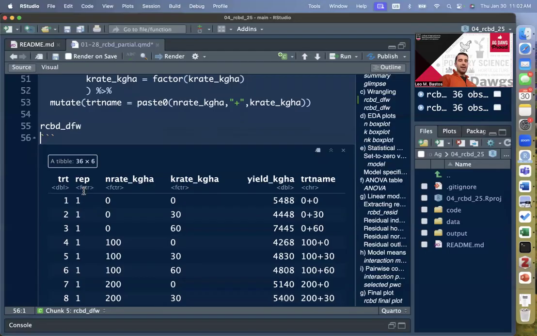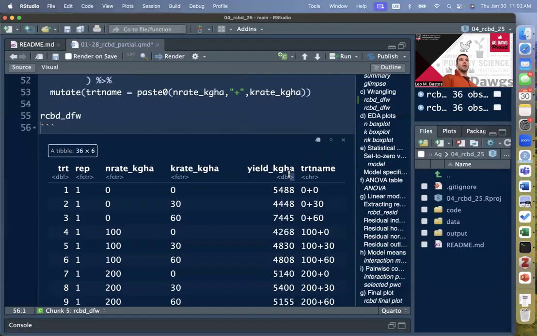Now look at how my rep is FCTR, which stands for factor. My nitrogen rate is a factor. My potassium rate is a factor. My yield is still numerical. It has to be numerical in this case, right? We don't want a factor of yield. We don't want that to be categorical. And then we have this new column for treatment name, where I'm taking the value under the nitrogen rate, adding a plus, and the value under the potassium rate. So we can use this column in the plots if needed.